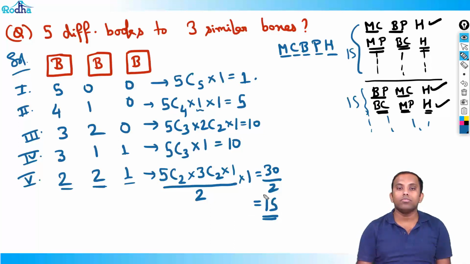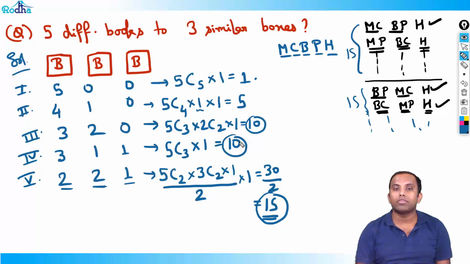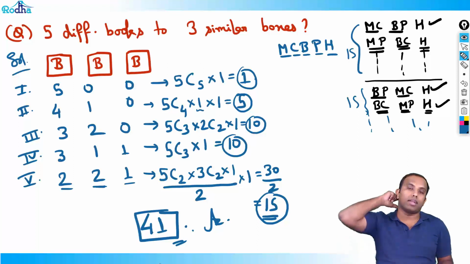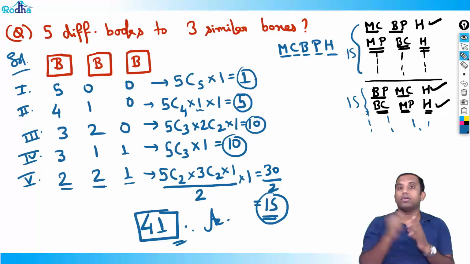So what is the answer for this question now? 15 here, 10 here, 10 here. 15 plus 10 is 25, plus 10 is 35, plus 5 is 40, plus 1 is 41. So the answer for this question is 41. Right. So again, a very good question of the different to similar category.